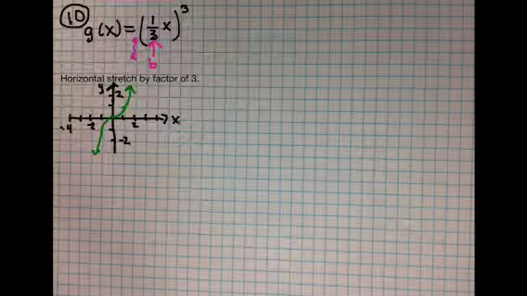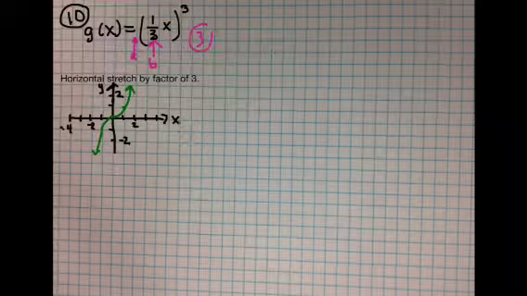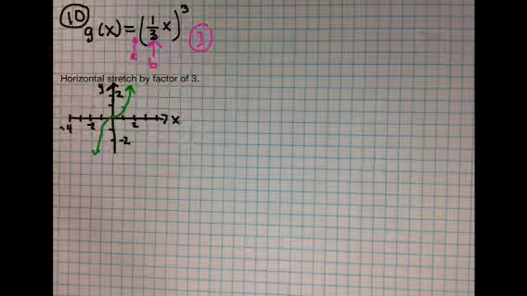Now, how do I know that? I identified this as b. A equals 1, because a would be located over here. And h is 0, and k is 0, because they don't show up. So b being 1/3 means that we multiply the x by the reciprocal of 1/3. The reciprocal of 1/3 is 3. So there's a horizontal stretch by a factor of 3.